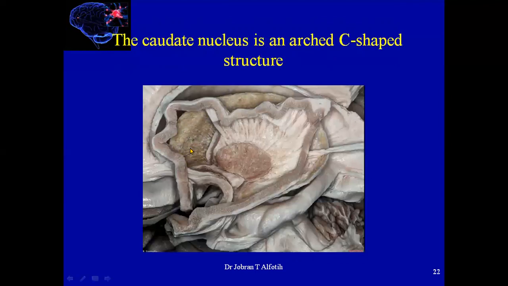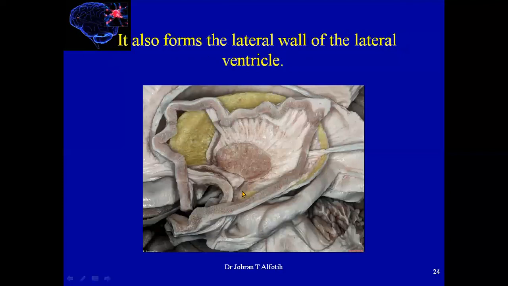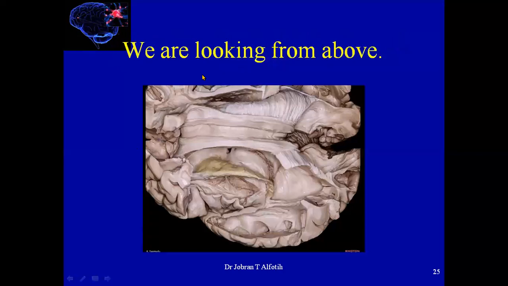Here is a very amazing picture of the caudate nucleus with the head, body and tail. It is like a C-shaped structure. This is also, as you can see, the head, body and tail of the caudate nucleus. The caudate nucleus is along the lateral part of the lateral ventricle. Here is the lateral ventricle, and this is the caudate nucleus. The lateral ventricle is on the medial side, and the caudate nucleus is on the lateral part of this lateral ventricle. So we are looking from above now.